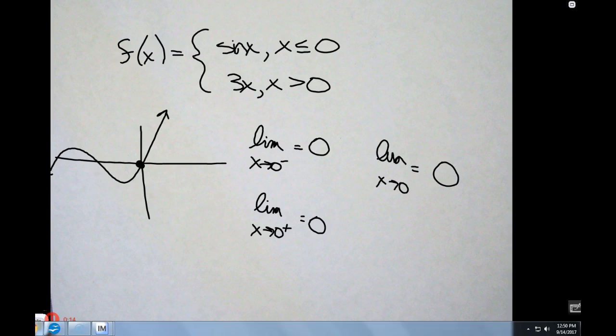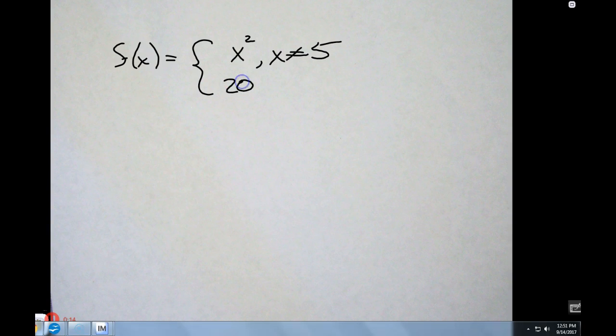Okay. So the third kind is the one that trips people up the most. Let's say f of x equals x squared when x does not equal 5, and 20 when x does equal 5.